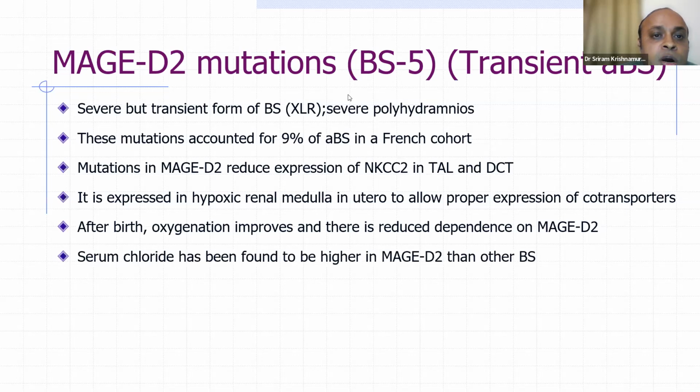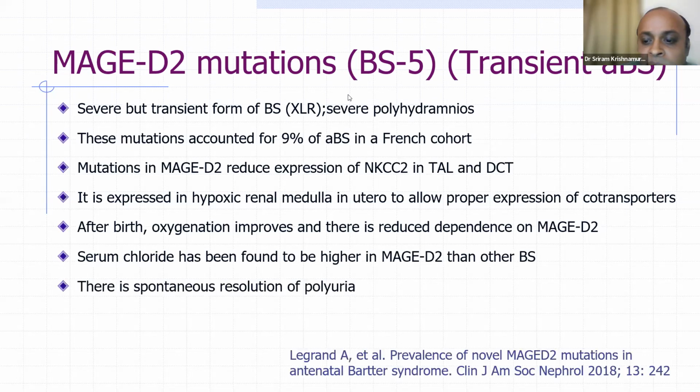Serum chloride has been found to be highest in major 2 than other types of Barter. You would recall that I had mentioned that serum chloride is lowest in Barter syndrome type 3. And there is spontaneous resolution of polyuria in major syndrome type 2. This is the French series where in about 9% antenatal Barter, this was found.